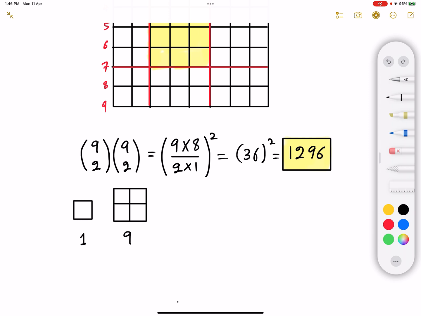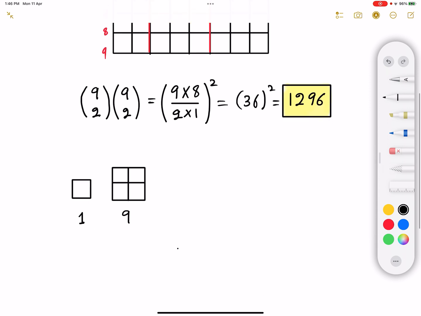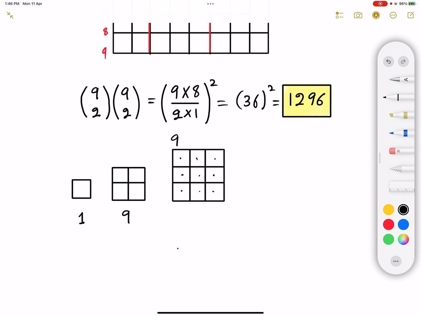How about when we have 3 by 3? Let me get that down here, and let me now sketch a 3 by 3 square. We can divide it into 3 rows and 3 columns, so we get a total of 9 squares. Now how many possible rectangles can we have here? First of all, 1, 2, 3, 4, 5, 6, 7, 8, 9. So we have 9 here.